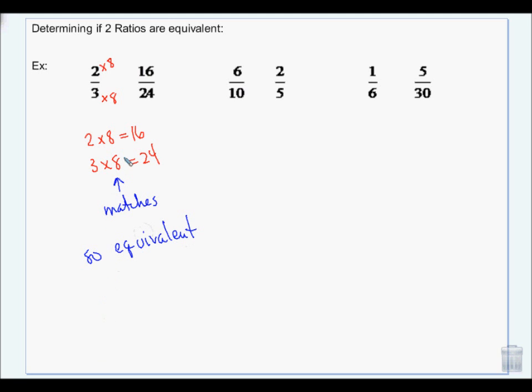Sometimes it's not easy to tell what numbers you multiply by, because you might multiply by a decimal, and it might give you another whole number, but it's not so easy to find. So another way that always works is to cross multiply. I'm going to do 6 times 5 and 10 times 2. This is 30, this is 20. This is not equal, so they're not equivalent.